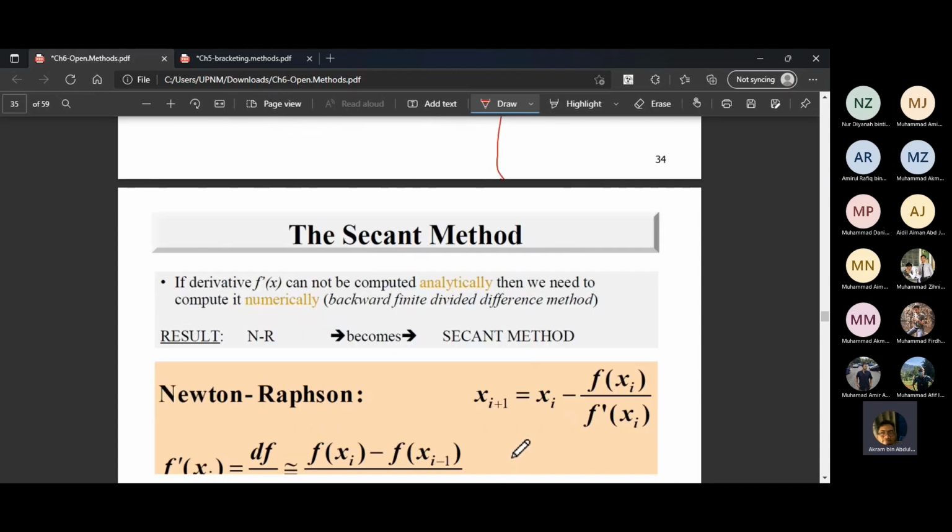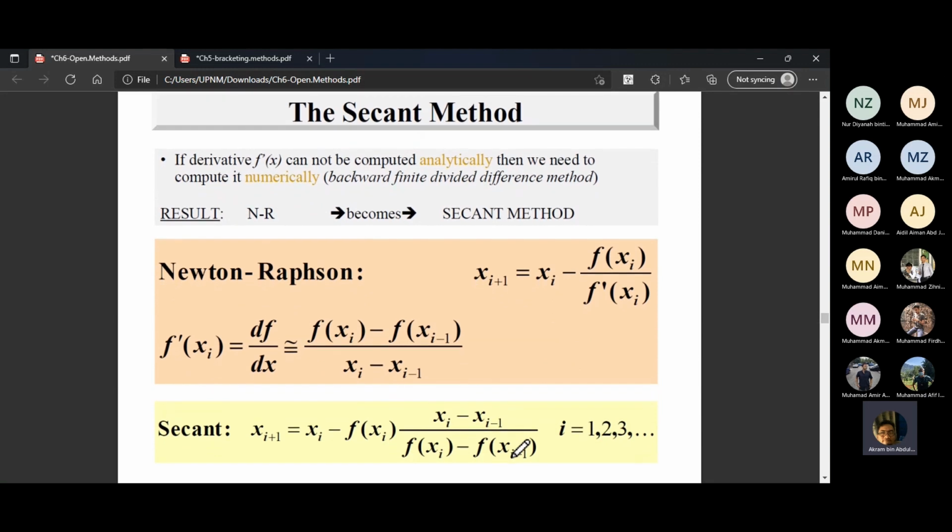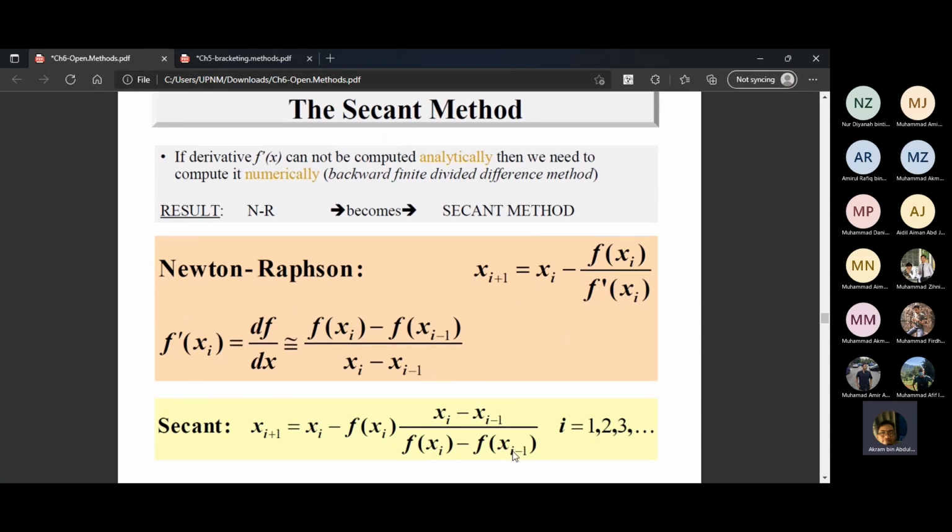For the secant method, what it actually does is it is based on the Newton Raphson method. If we can't find the derivative, or the derivative cannot be computed analytically, then we need to compute it numerically by using a backward finite divided difference method, so that we can change our Newton Raphson into the secant method. So let us see how this is possible. If you remember, this is the formula for Newton Raphson. Let us focus on this derivative.